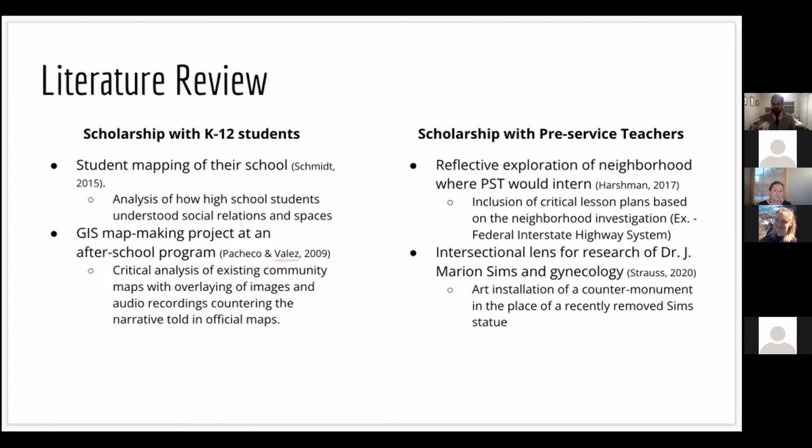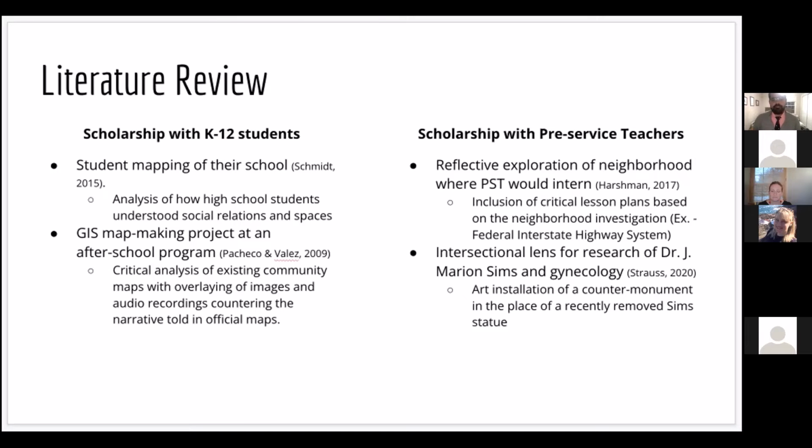One with K-12. Both of the studies that are up here are about students mapping a school or their community. And the second one that's listed was within an after-school program, and students were analyzing existing maps of their community. And then with GIS technology, they created new maps where they overlaid images and audio recordings to counter those narratives told about their community with the existing maps. And also to dream about what it would look like to remake some of this space within their community.